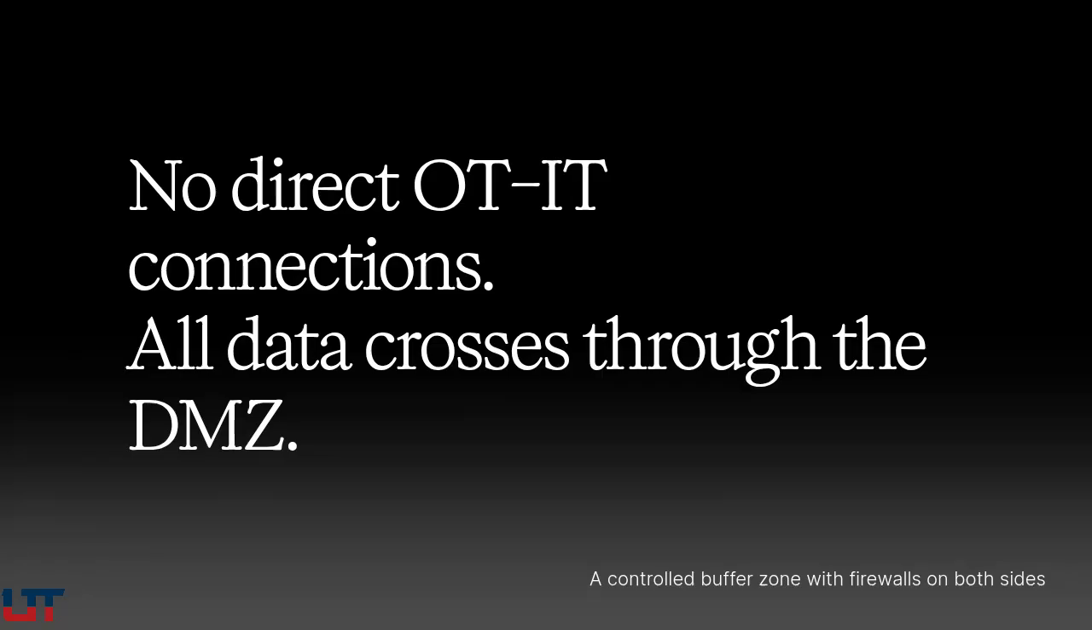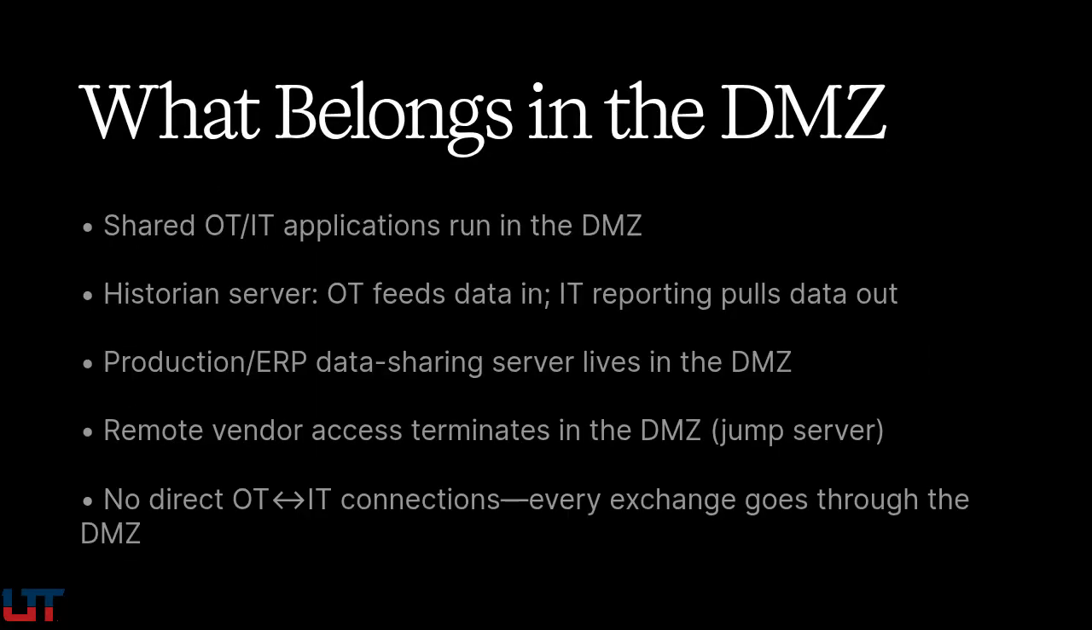No system in the OT environment connects directly to the IT, and no system in IT connects directly to OT. Data that needs to cross the boundary does so through the DMZ. Applications that serve both OT and IT are hosted in the DMZ. The historian server, which needs to receive data from OT and make that data available to IT reporting tools, belongs in the DMZ, not in either zone. A data sharing server that provides production metrics to ERP systems lives in the DMZ. Remote vendor access terminates in the DMZ, not on OT devices directly.